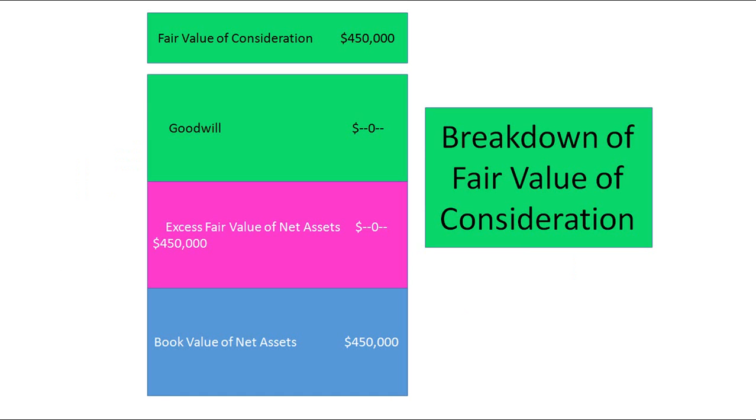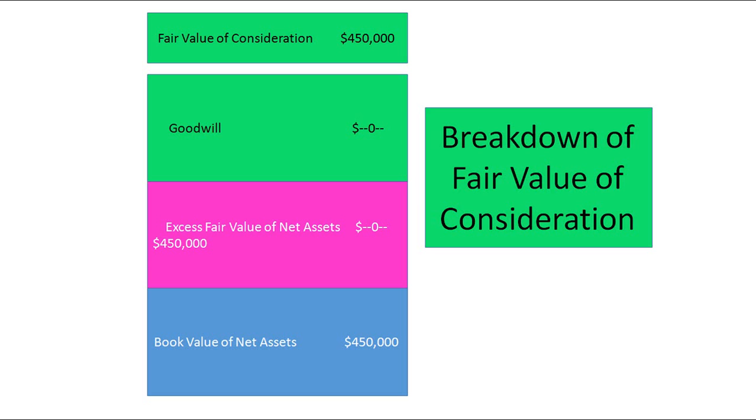We're going to use this building block illustration here to break down fair value and see what we do with the excesses and with the book value as well. The way this reads is the fair value consideration is at the top. The goodwill amount is listed in the green box. The excess fair value is listed in the purple, and it's 0. The total fair value is listed to the left at $450, and then the book value of the net assets is listed as $450. That's our starting block.